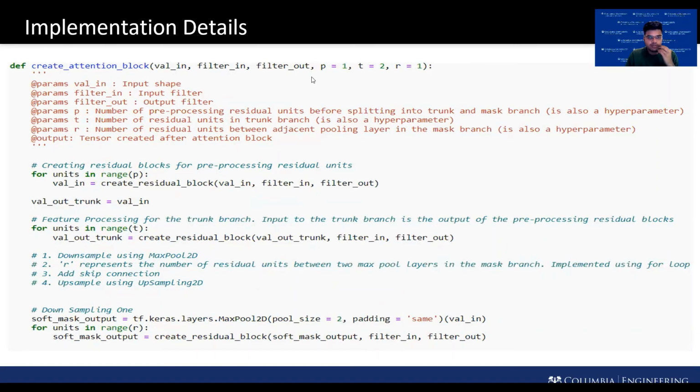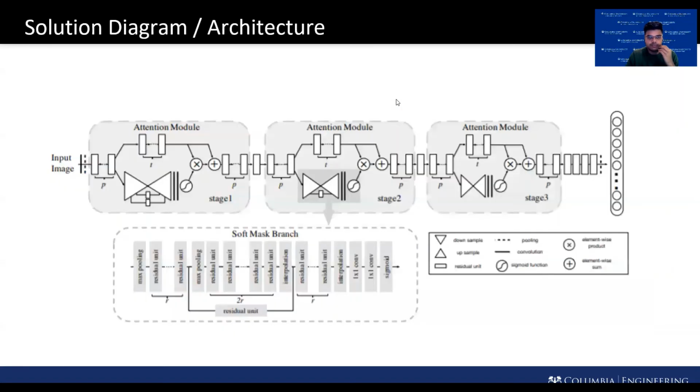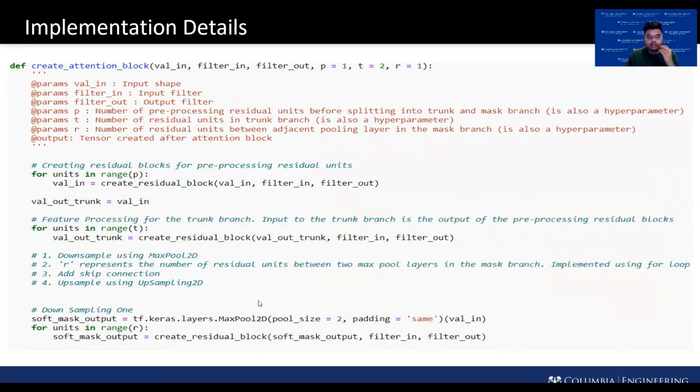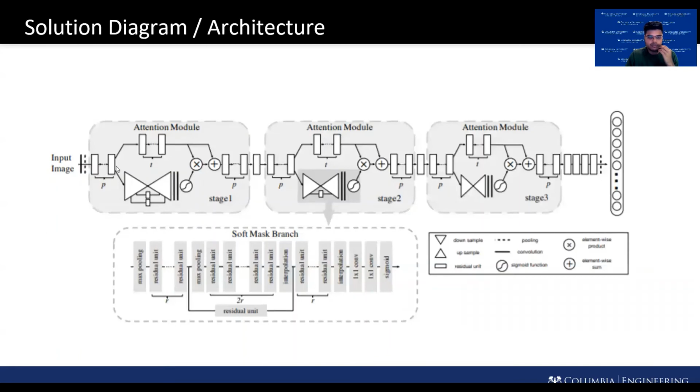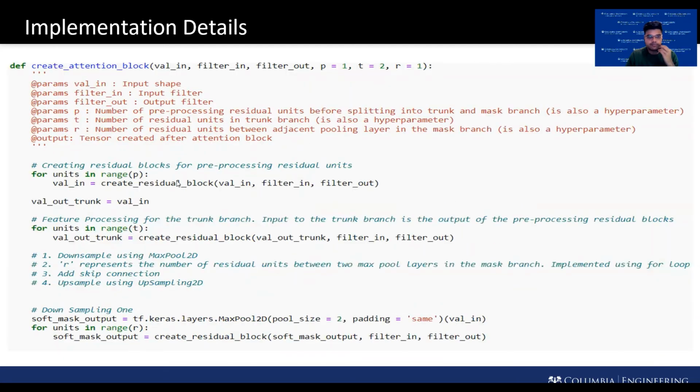For the attention block, we have these 3 hyperparameters, P, T, and R, which basically is described over here. And we chose the value of these hyperparameters to be the same as that was given in the original paper. And essentially, for the number of pre-processing units, we create the residual blocks. The output of this is then passed to the trunk branch and also to the mask branch. So there are p number of residual blocks over here, and the output then goes to the trunk branch and also to the mask branch.